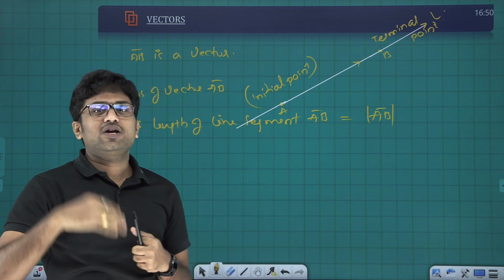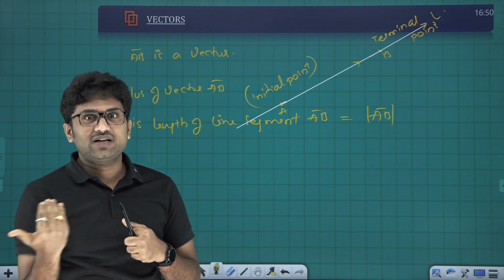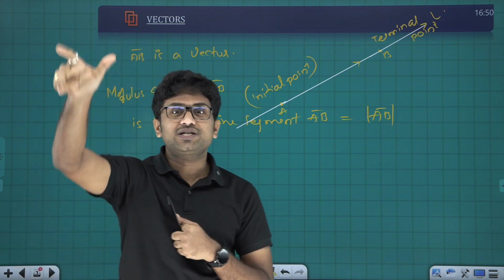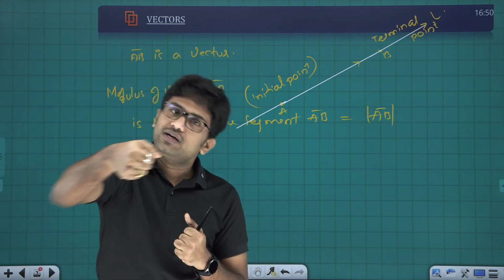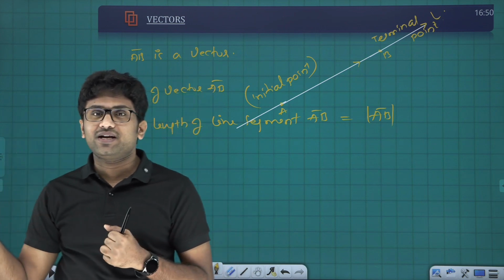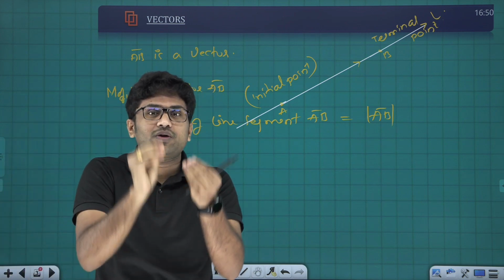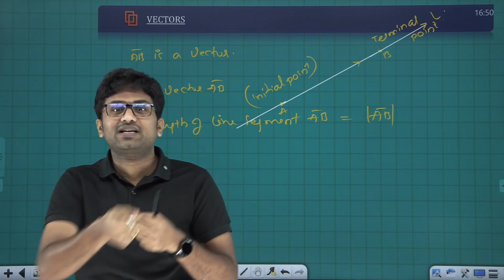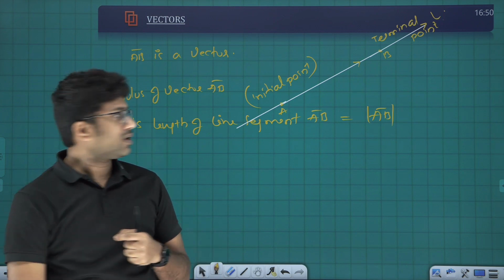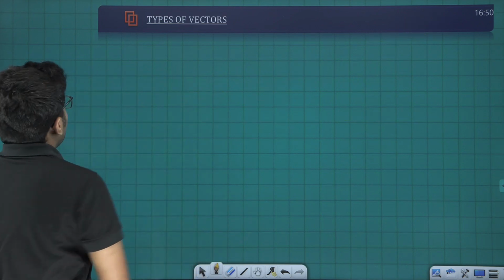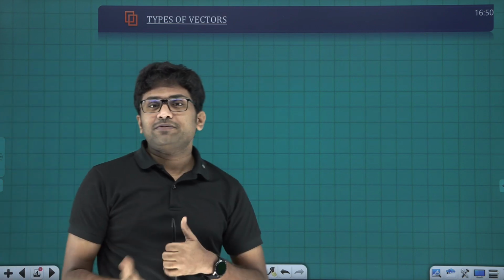For every vector there will be some source. And from each source, infinite number of line segments can be taken. That means from every source, from every support, infinite number of vectors can be drawn. Next, types of vectors, different types of vectors.